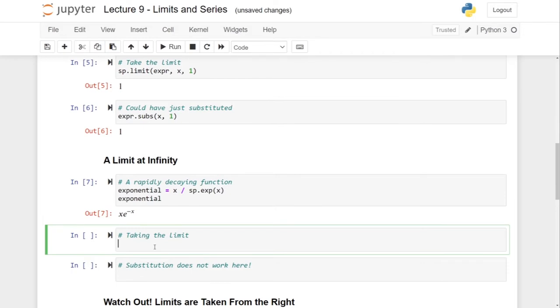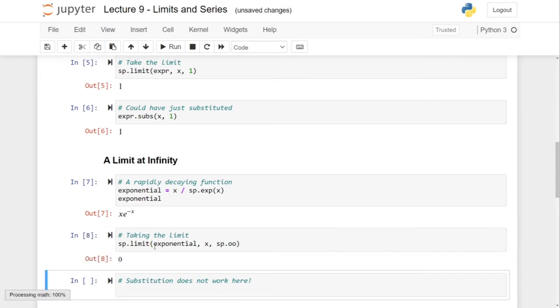In this case, we want to take the limit as x approaches infinity. So we do sp.limit, take our expression. This is the exponential. Then we take the variable. And finally, we take the point where we want the limit to go towards. In this case, this is infinity. And this we write by sp.oo. By evaluating this, we get 0, because this is rapidly decaying.